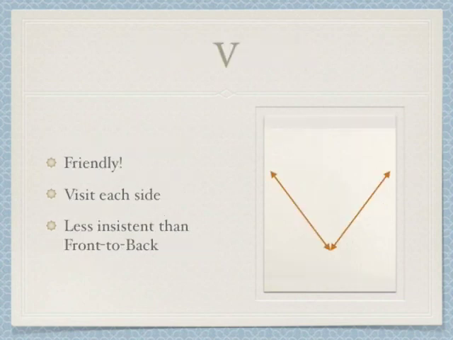The next pattern, the V, is one of my favorites, and this is a very friendly pattern. Essentially, you visit each side, return to center, visit the other side, and return to center. Now, this is less insistent than the front to back pattern. You're not putting them on the spot so much because you're coming at them from an angle. So it just seems like, hey, let's visit this side. Now let's visit this side. That's why it's one of my favorites.